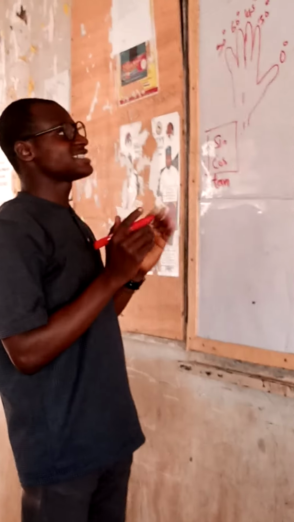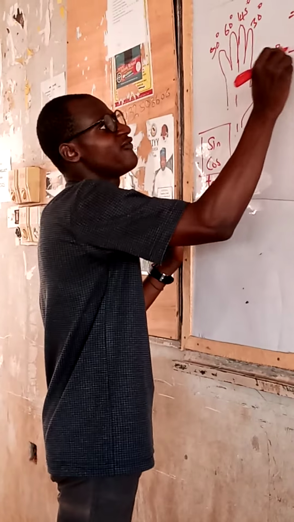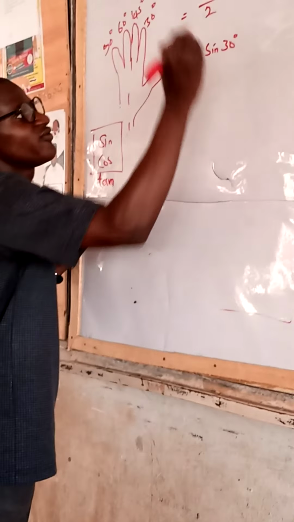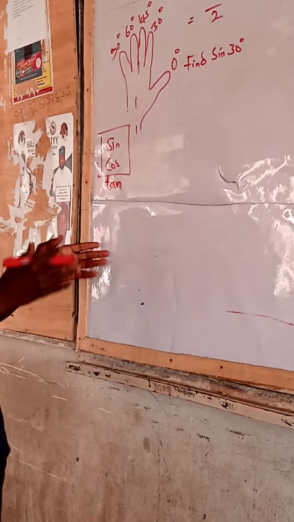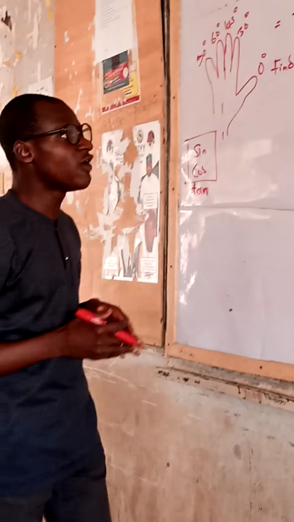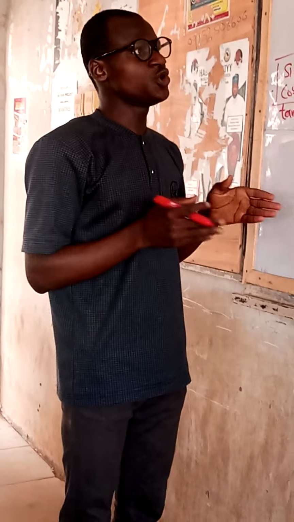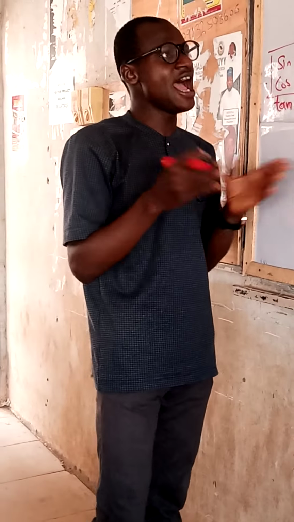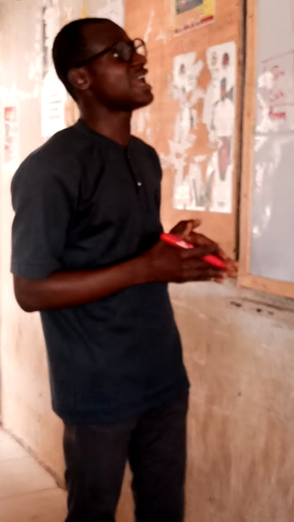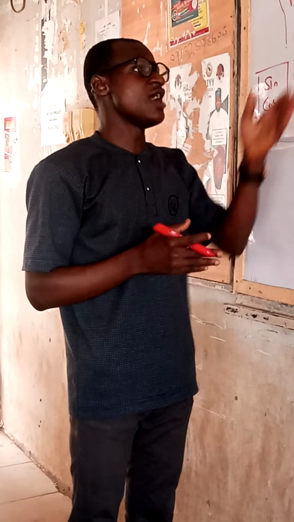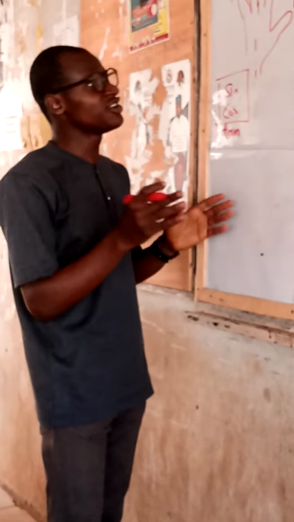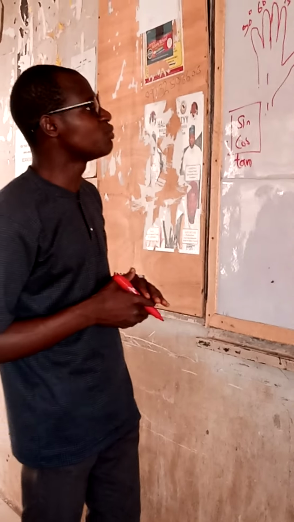Now, for example, I want to find sine 30 degree. In your UTME, you are calculating, let's say, velocity ratio, and you come across a question where the inclined plane is inclined at 30 degree. If you don't know what sine 30 degree is, just draw your hand on your answer booklet or your calculation booklet.